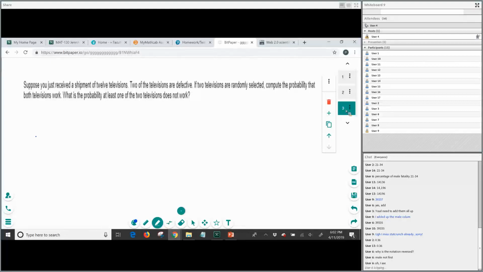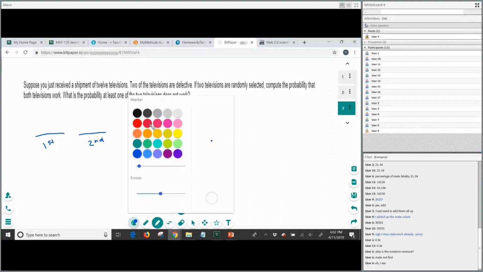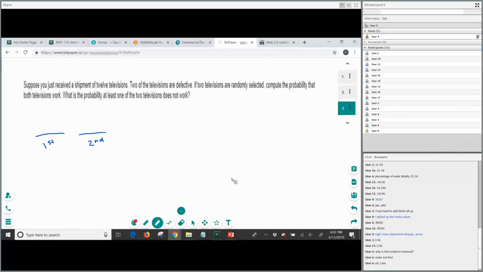So this is how I like to set up these problems. So I'm going to select 2 televisions. So I'm just going to make 2 little lines for myself just to indicate that I'm looking at the first television and then I'm looking at the second television. So here's my first television and here's my second television. Okay, let me get a different color here to do the rest of this.